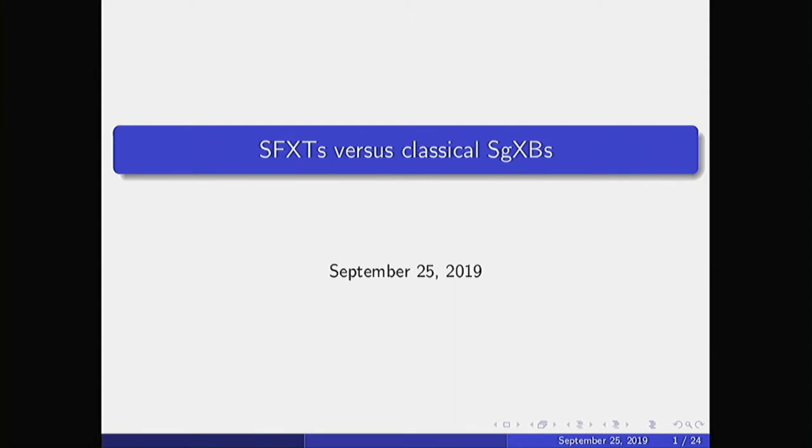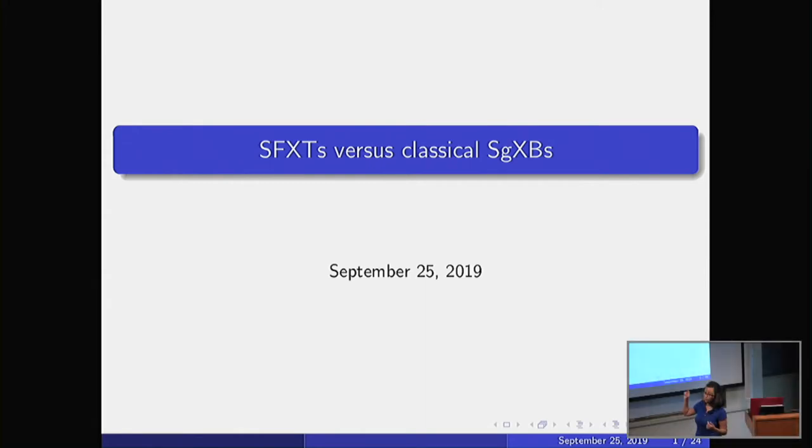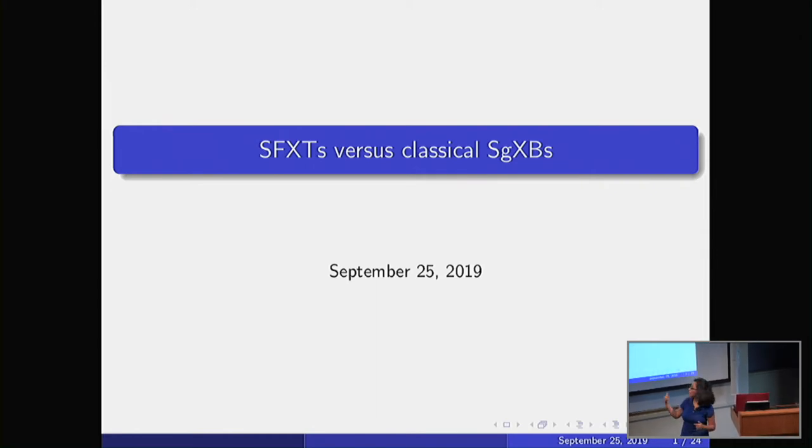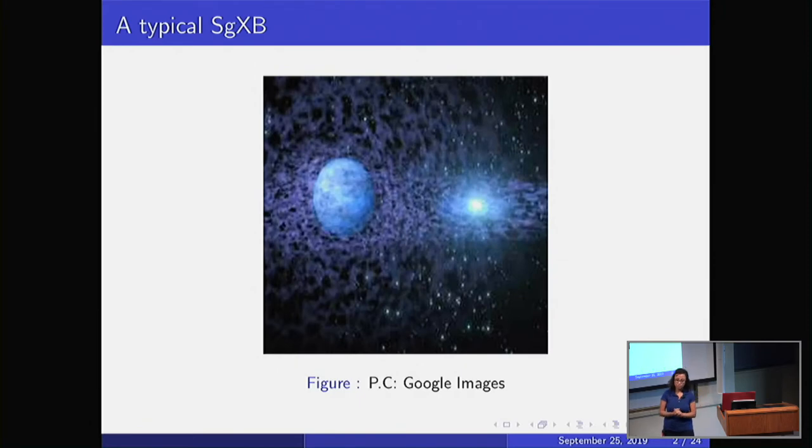Whenever during the talk I use the term transients, I will actually be meaning the SFXTs, the supergiant fast X-ray transients. And when I say persistent, I'll be meaning the classical supergiant X-ray binary systems. I'll first start by introducing what a classical supergiant X-ray binary system is. And of course, please feel free to interrupt me throughout the talk if something is not clear or if you have urgent questions.